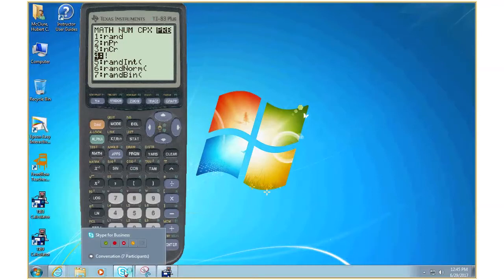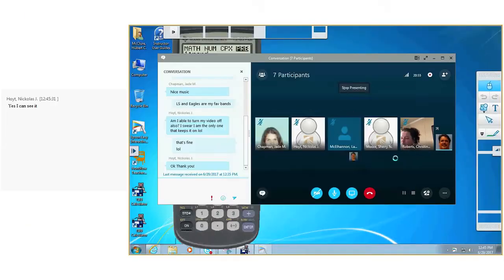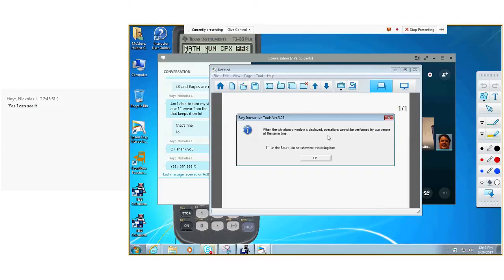Checking the Skype people. Can everybody see the calculator and my board? Just give me a thumbs up or say okay. Okay. Okay. Yeah. Okay, good. All righty.